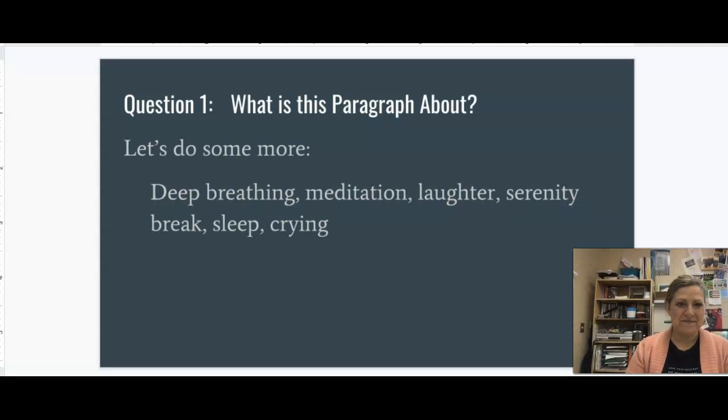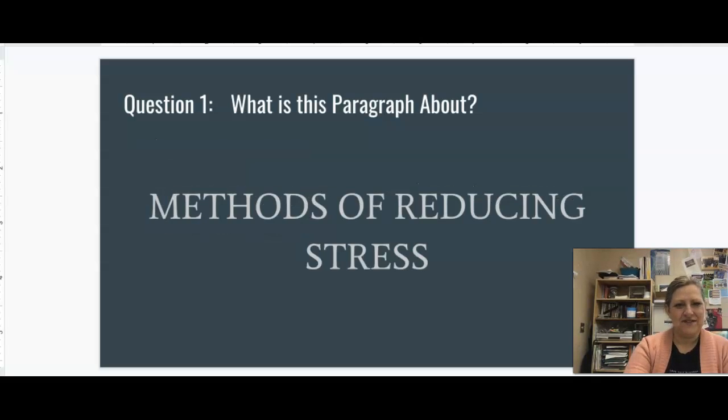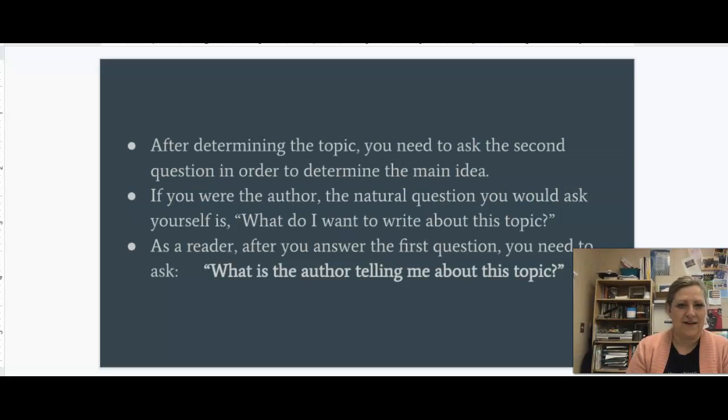I hope you're getting them. What is this paragraph about? Deep breathing, meditation, laughter, serenity, break, sleep, crying. Answer is methods of reducing stress. And yes, crying helps. So you're looking for clues, you're looking for words, you're looking for a sentence that will help you to understand what the main topic of that paragraph is.